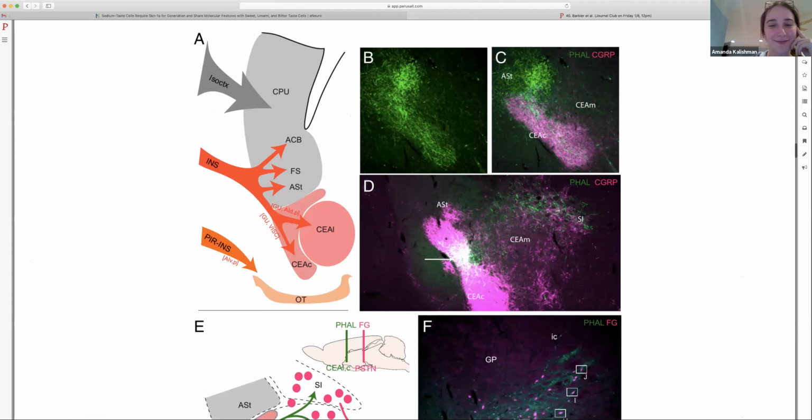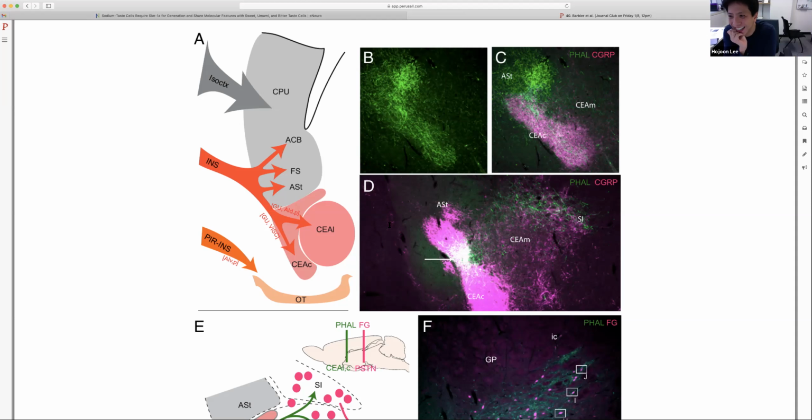Great. Spent a while on this, so we hope I cracked the code. We're trying to trace the overall pathway between the INS and the PSTN. 2A shows a general background of the corticostriatal projections from the cortex to the STN. It firstly shows that the INS targets AST, ACB, which is the nucleus accumbens, and FS in the CPU. They focus a lot on the AST, which is a ventral component of the CPU, the caudoputamen nucleus. A lot of acronyms again.